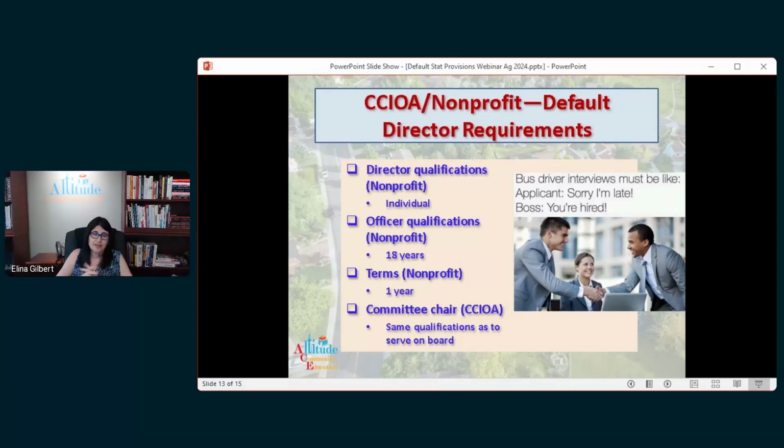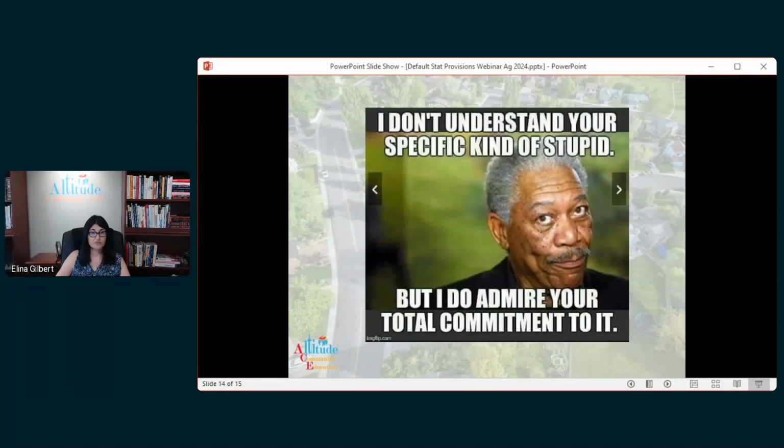Okay, last but not least, committee chair. This is a CCIOA provision. It applies to all communities. To be a chair on any committee of an association, you must meet the same qualifications as you would to serve on the board. So if to serve on the board, you have to be an association member in good standing and living in the community, for example, then those same requirements come into play for someone to be a committee chair. Now, you can be on the committee without meeting those specific requirements, but as a committee chair, you have to meet those requirements.